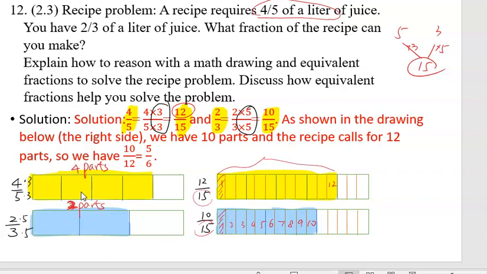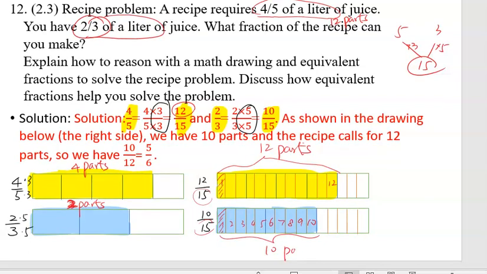Now we have 12 parts. So all you have to say is a recipe requires 12 parts of juice, and you have 10 parts of juice, which is the blue. What fraction of the recipe can you make? We have 10 parts, and we need 12 parts, so it's 10 out of 12. And of course, if you want, you can reduce this fraction down to 5/6 by combining 2 parts into a bigger part.